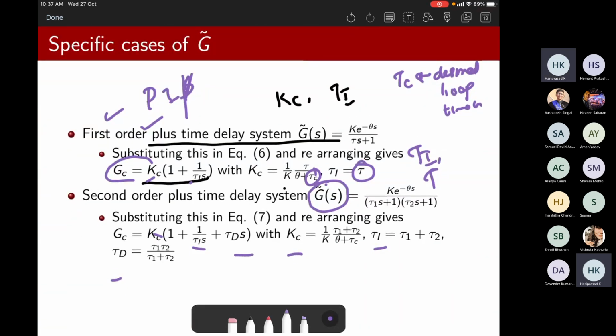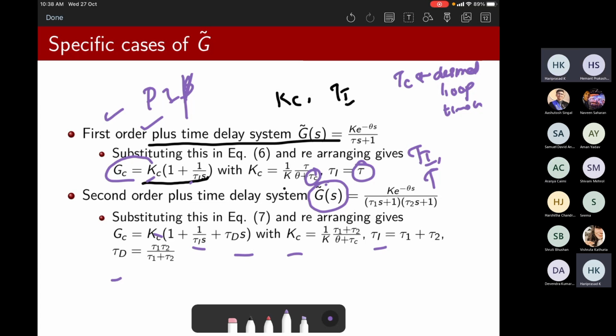Before we go, I can stop if you have any questions. Any issues, guys? All of you. Again, small crowd though. Ashutosh, Aman, Aranya, Devendra, Harshita, Hemant, Naveen, Samuel, Seema, Shivam, Shruti, and Vishruta. Is this okay? Anything that requires more clarity here?